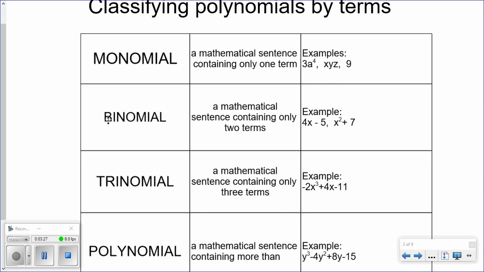A binomial is a mathematical sentence containing two terms. So basically a polynomial with two terms. So 4x minus 5, that's a binomial because it's got two terms, 4x and negative 5. x squared plus 7, it's got two terms, x squared and 7.